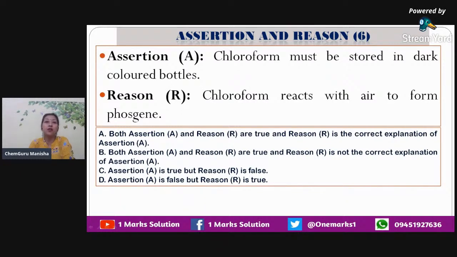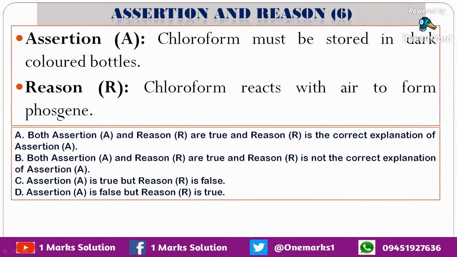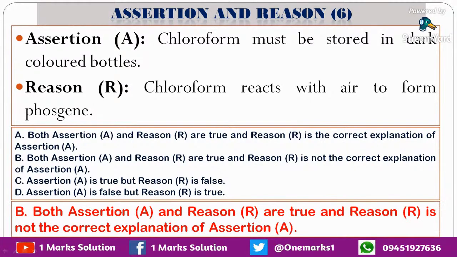Sixth statement that we have is chloroform must be stored in dark colored bottles. That's because chlorine-based or halogen-based compounds are pretty sensitive towards light. And the reason says chloroform reacts with air to form phosgene. Now, this is also correct because CHCl3, when you react, it forms phosgene. But assertion and reason, though both are correct, they are not explaining each other.